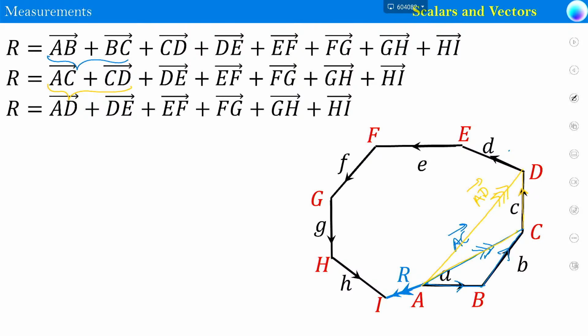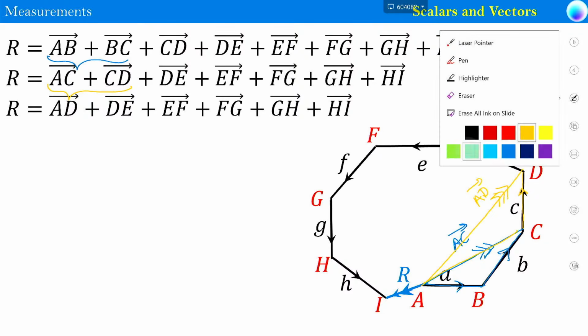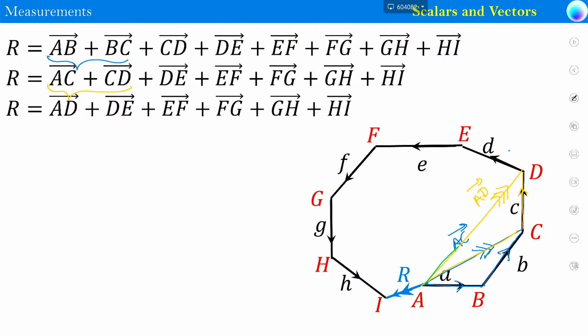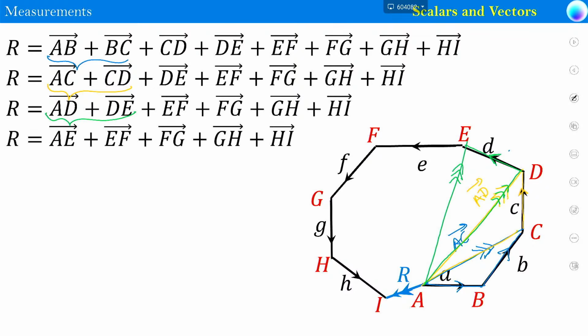And now it's a continuation of the triangular theory. So we take AD plus DE, right, and take it as AE. So when we have AD plus DE as AE, so yes, this is AE.